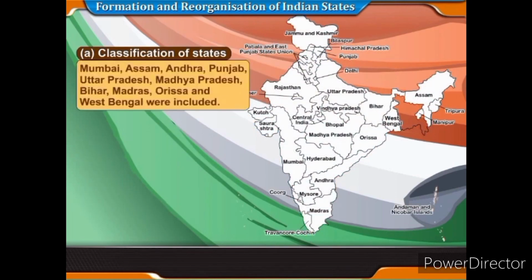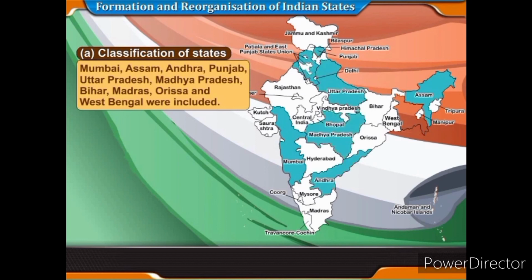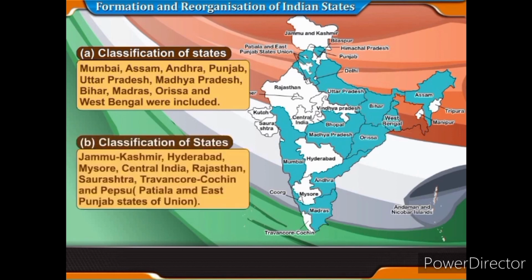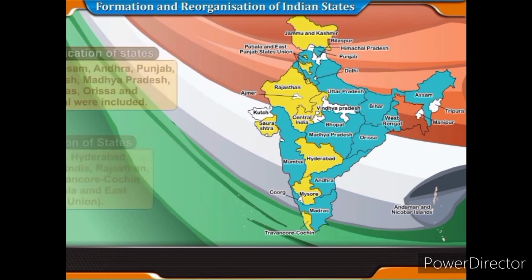A. Classification of states. Class A. Mumbai, Assam, Andhra, Punjab, Uttar Pradesh, Madhya Pradesh, Bihar, Madras, Odisha, and West Bengal were included. B. Classification of states. Class B. Jammu Kashmir, Hyderabad, Mysore, Central India, Rajasthan, Saurashtra, Travancore, Cochin, and Pepsu, Patiala and East Punjab states of Union.